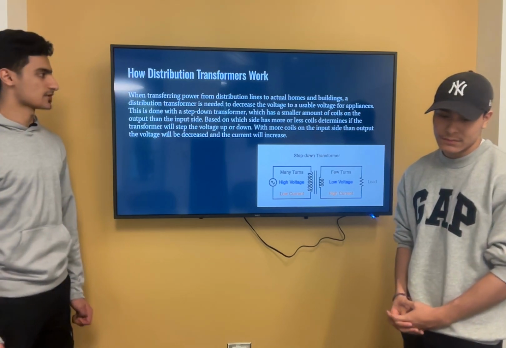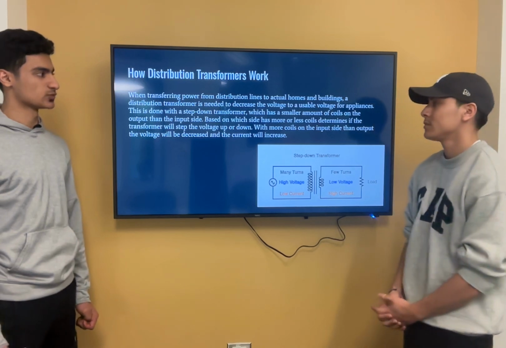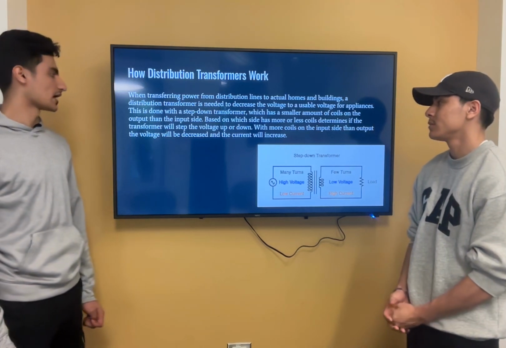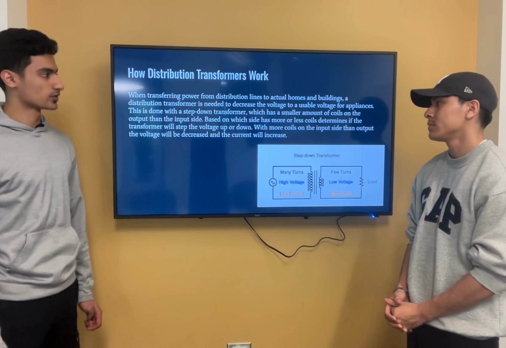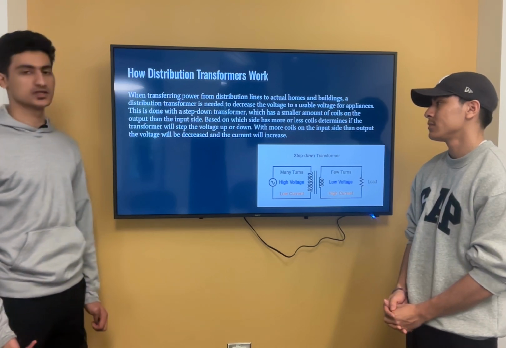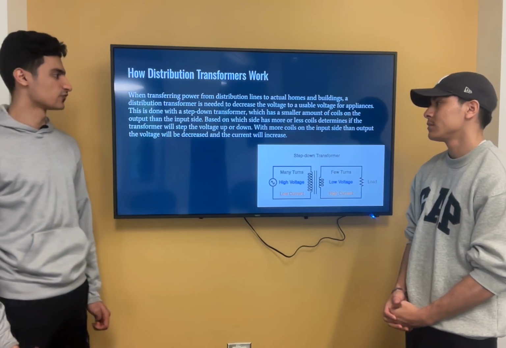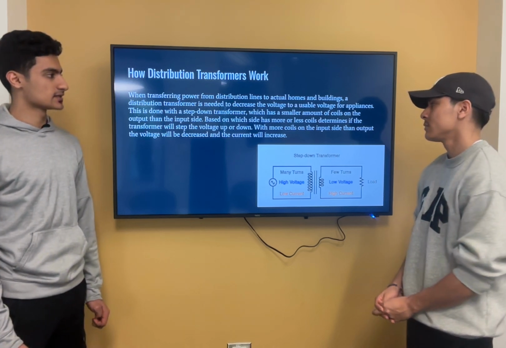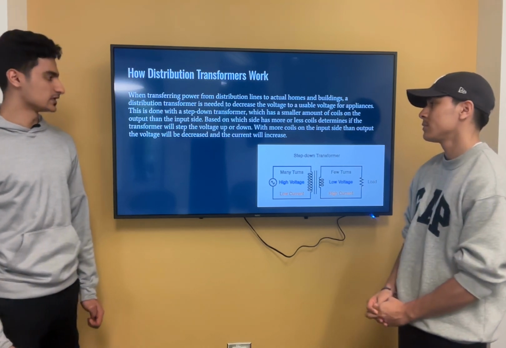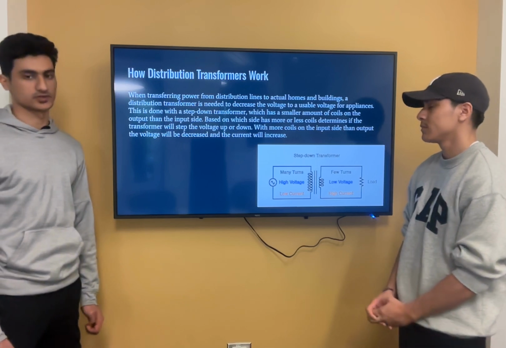This is done with a step-down transformer, which has a smaller number of coils on the output than the input side. Which side has more or fewer coils determines whether the transformer will step the voltage up or down. With more coils on the input side than the output, the voltage will be decreased and the current will increase.